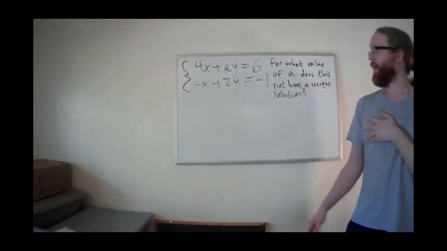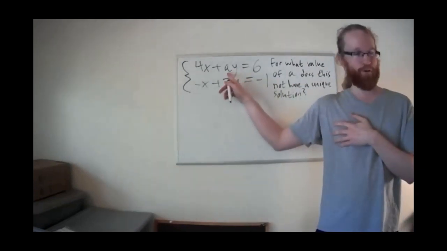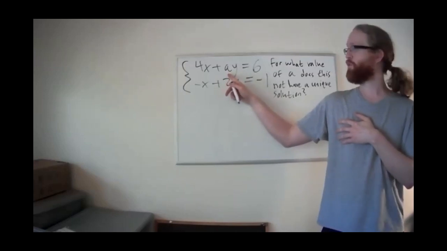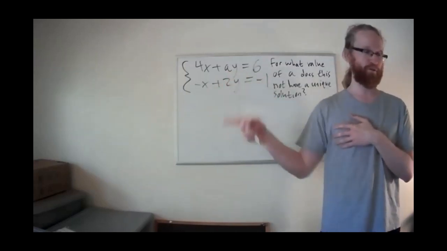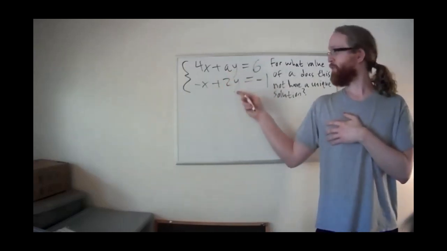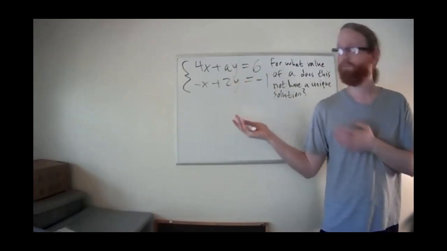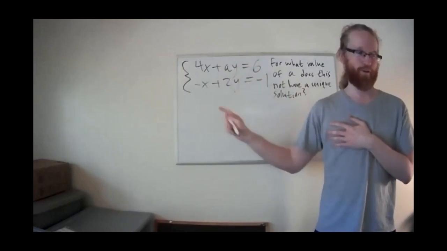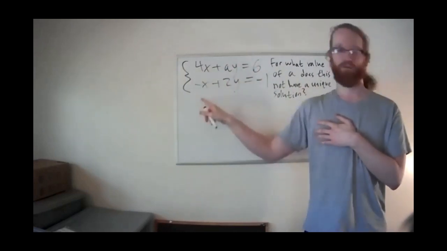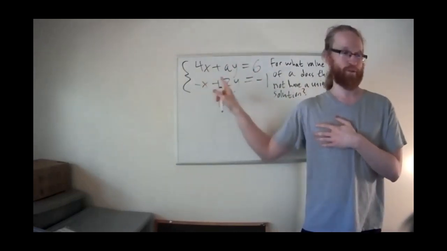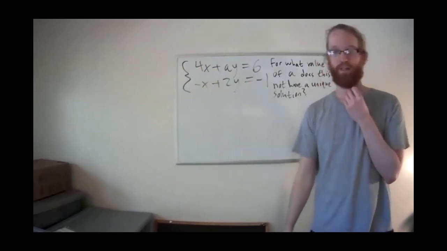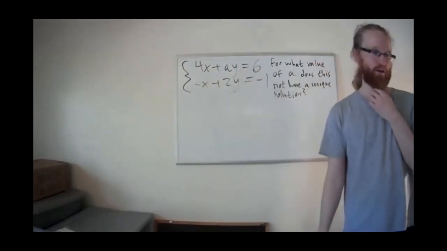Since a is just some number and I don't know what to do with it, if I was going to do the elimination method to solve this system, I probably don't want to cancel out the y because a is just there. I don't know what to do with a. So let's not cancel the y here. Let's try and cancel the x. Let's try and get these coefficients to be opposites so that the x's will cancel out. And then we'll see what happens with the a as we go.